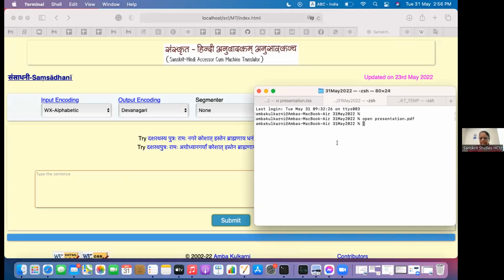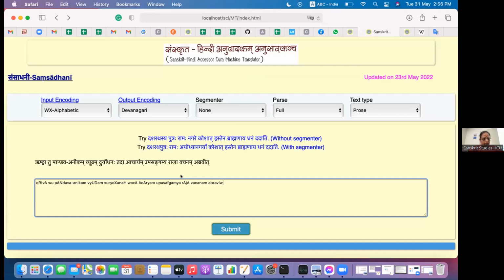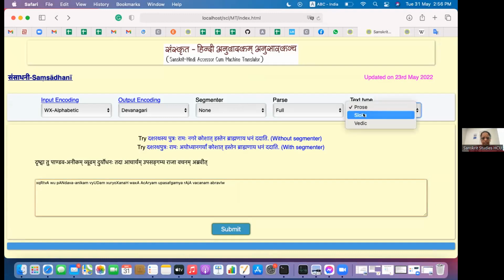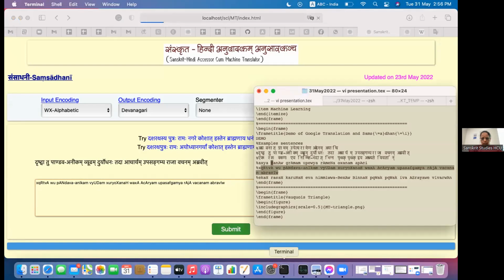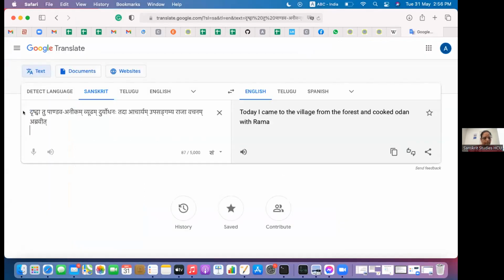Here are the sentences. Okay, so I have chosen a slok from Bhagavad Gita, and I will submit it to my system, and the same slok I will submit to Google also. Okay, I did my homework. I sent everyone the link.